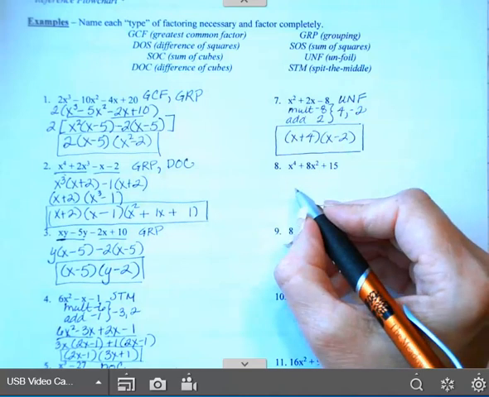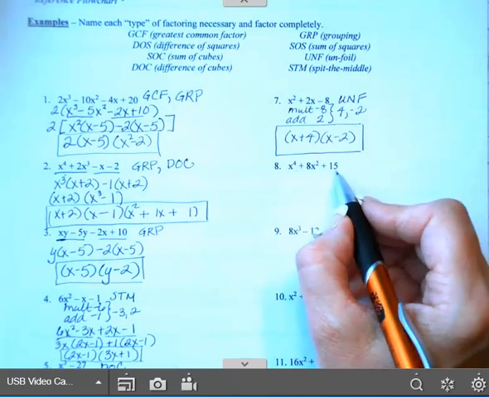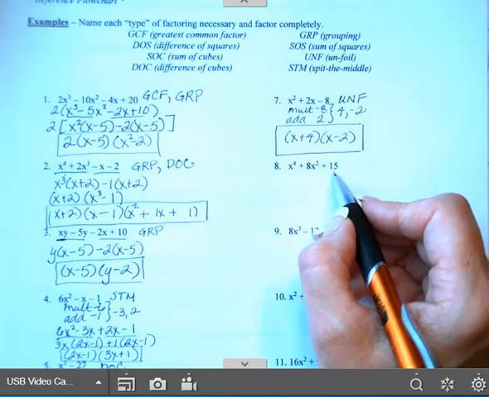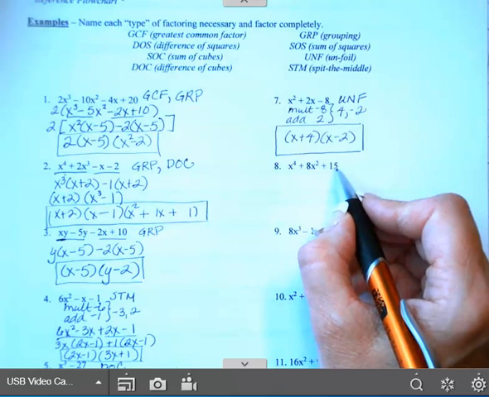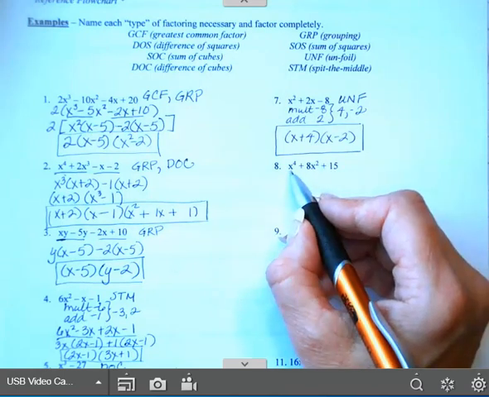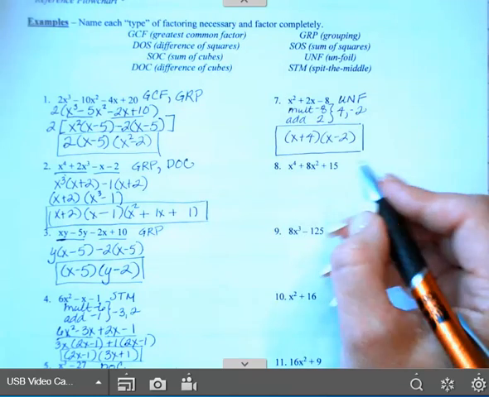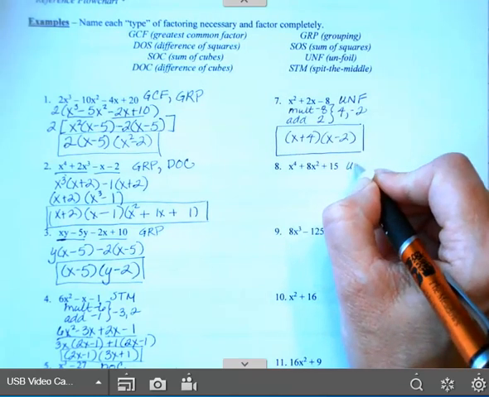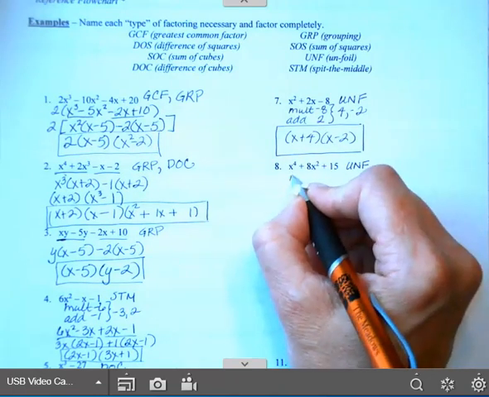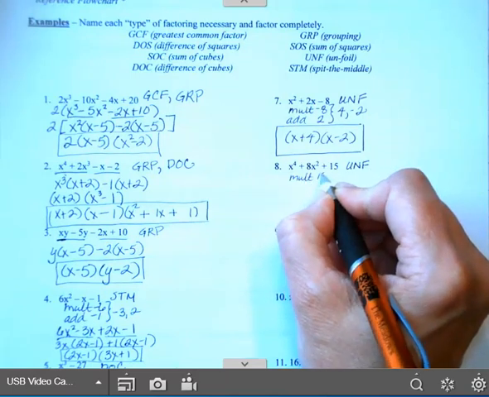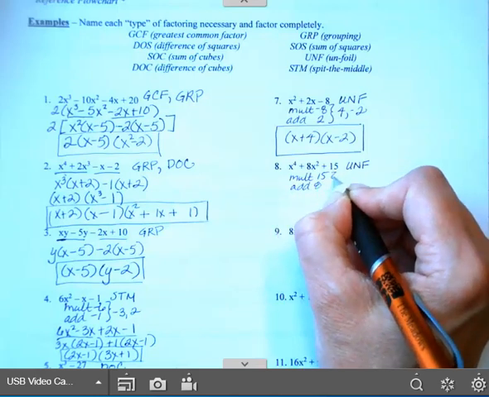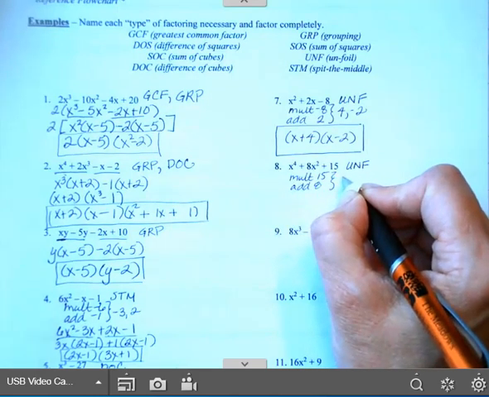On 8, they do not have a greatest common factor. There are 3 terms. X to the 4th is a square, but 15 is not, so it's not a perfect square trinomial. I do have a leading coefficient of 1 now. So I'm just going to unfoil this one. So it needs to multiply to 15 and it needs to add to 8. The numbers that do that are 3 and 5.